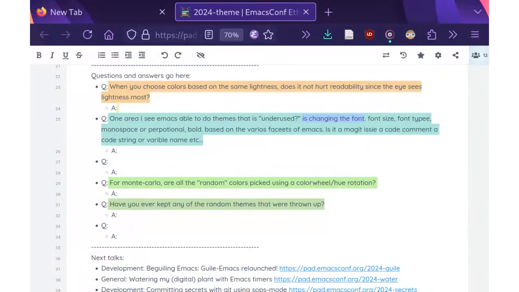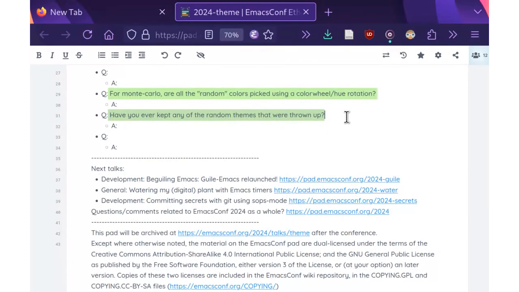Oh, I can see another question. Should we go to that? Sure. Have you ever kept any of the random themes that were thrown out? So I assume this is for the Monte-Carlo setup. The answer is no. The reason is, like I mentioned, I'm using the randomly picking a theme setup right now, and Monte-Carlo is one of them. Now, when Emacs picks Monte-Carlo by chance, I wouldn't know about it. So I wouldn't know this is my random theme. That's the reason I never kept any good color schemes generated.